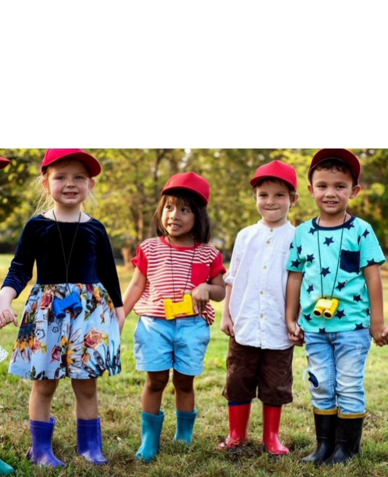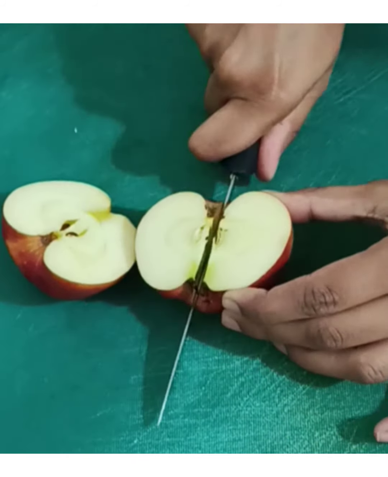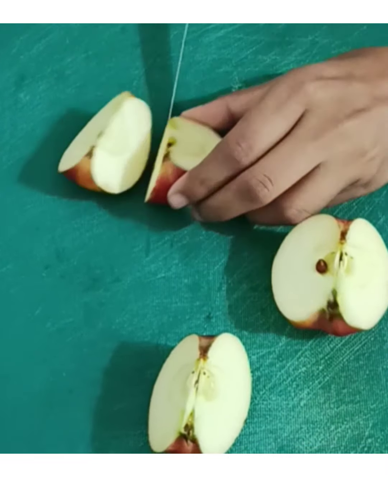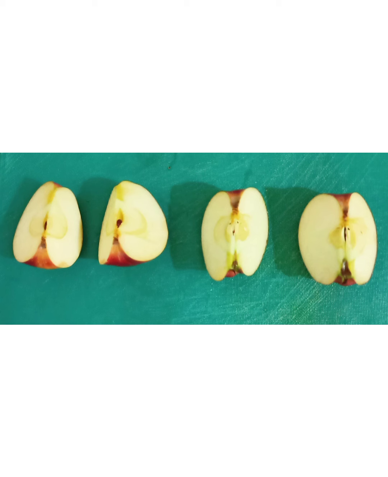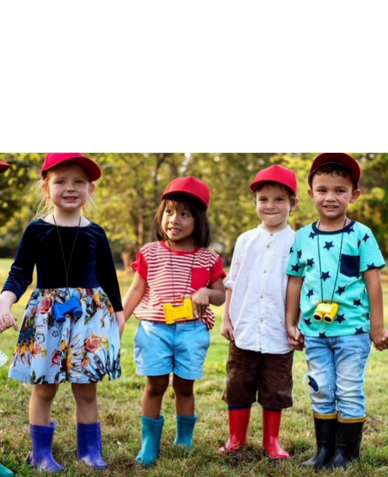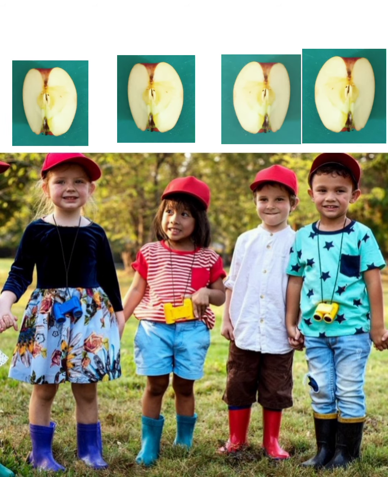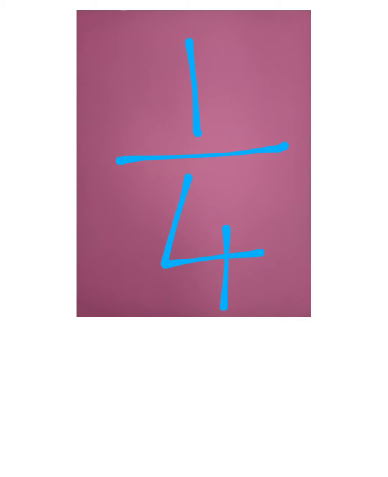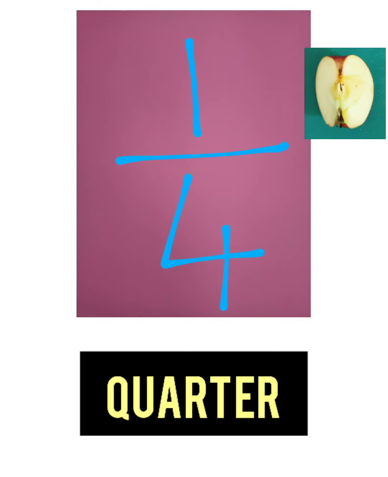Now I divide this one apple among 4 children. So let's cut the apple into 4 equal parts. Now I have to give one part to each child. So we can write this as 1 divided by 4 or 1 upon 4. It is called a quarter.